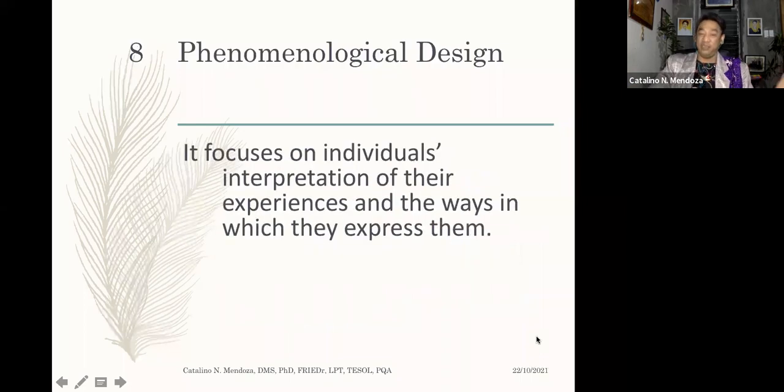So it focuses on individuals' interpretations of their experiences and the way in which they express them. So basically, on how they interpret things. It is also on how they perform the assigned tasks. Let's say, for example, in the operations of a business, customer service or customer relations, how these people within the organization interact with these customers or consumers. So this is exactly what is going on at present time.